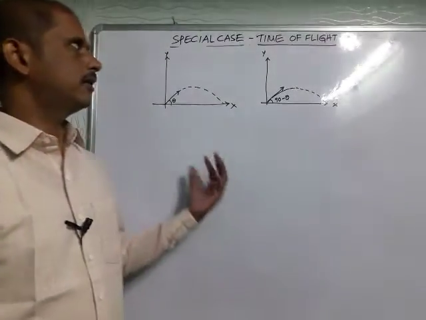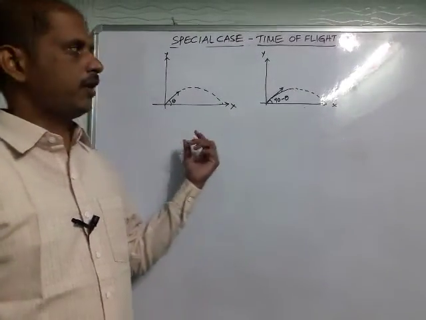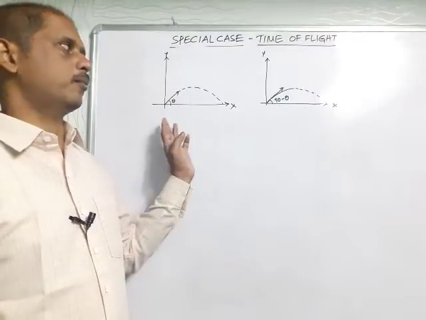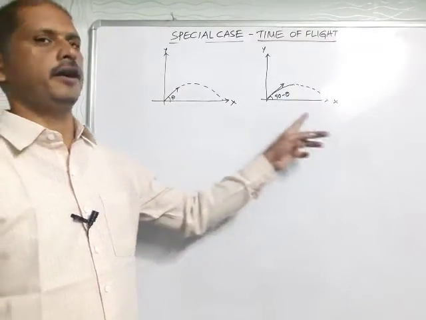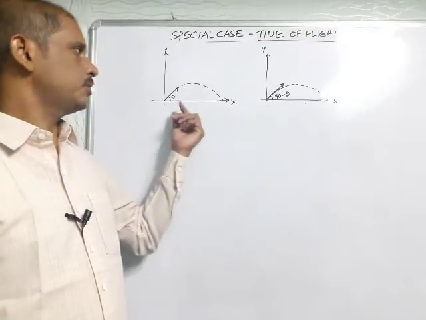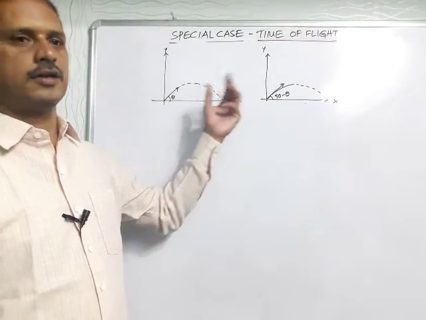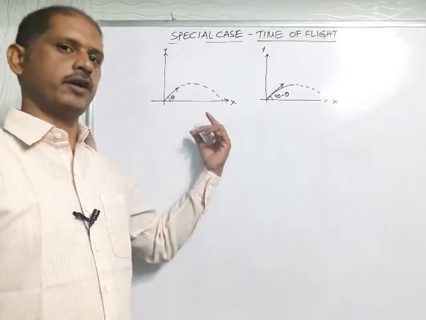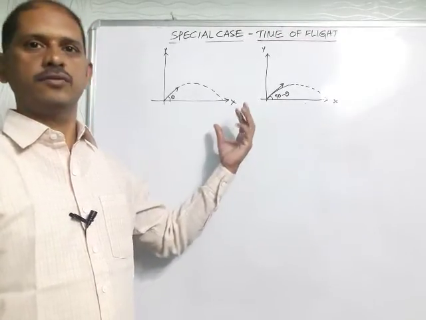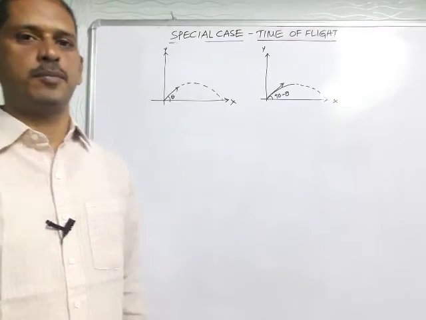Now let us see the relation between the time of flight of the bodies when they are projected with complementary angles. Those are theta and 90 minus theta. First body is projected with an angle theta, and second case body is projected with 90 minus theta. Now we have to find out the time periods and we have to see the relation between the time periods.